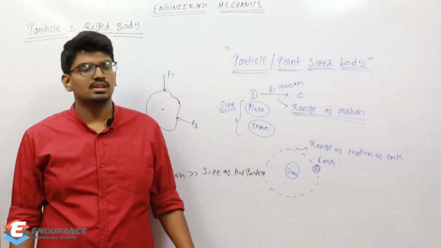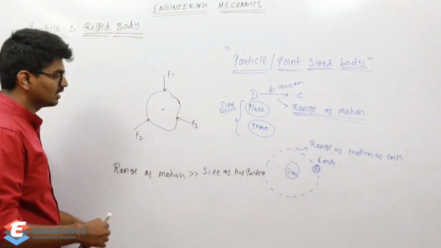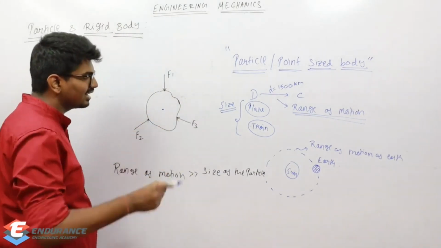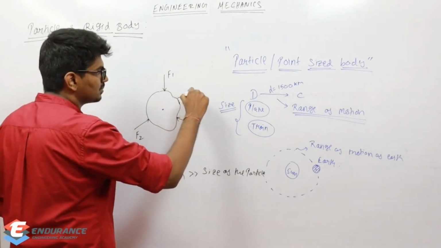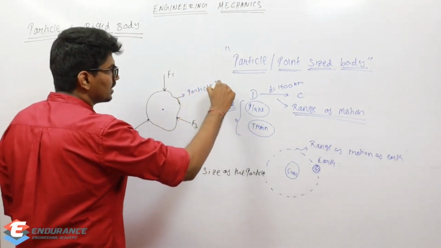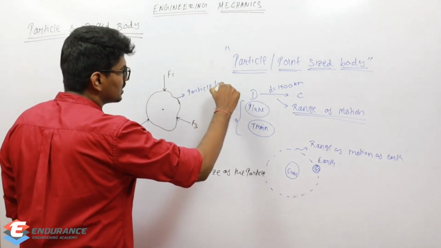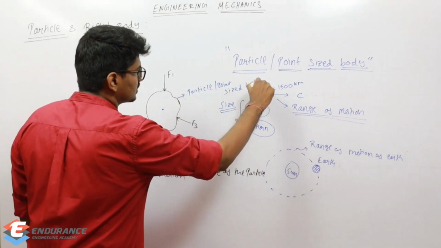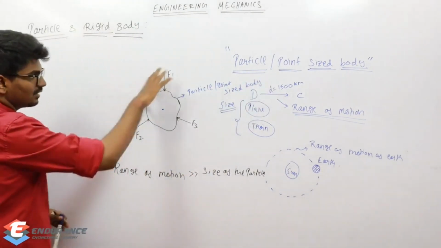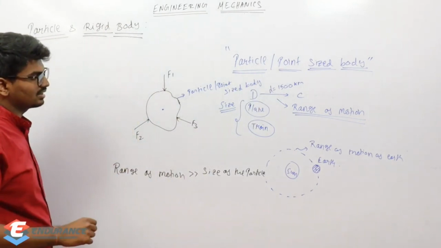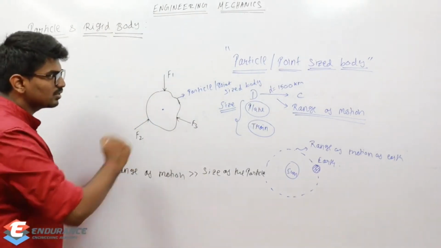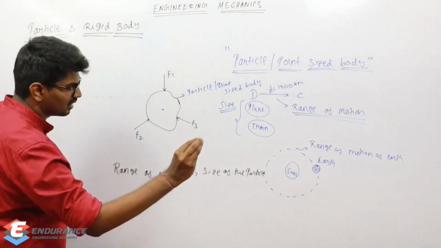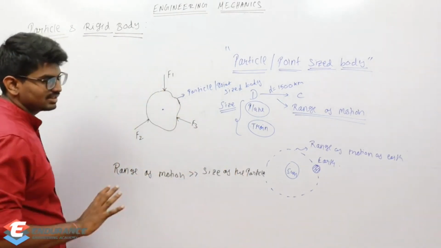That's it. Now, similarly, that is what I said. When there are different forces acting on a body, and if I treat that particular body as a particle or point-sized body, then what can I do? There are a variety of forces acting on this body, right? When I am able to treat it as a point-sized body, the range of motion is much higher than the body size, okay?